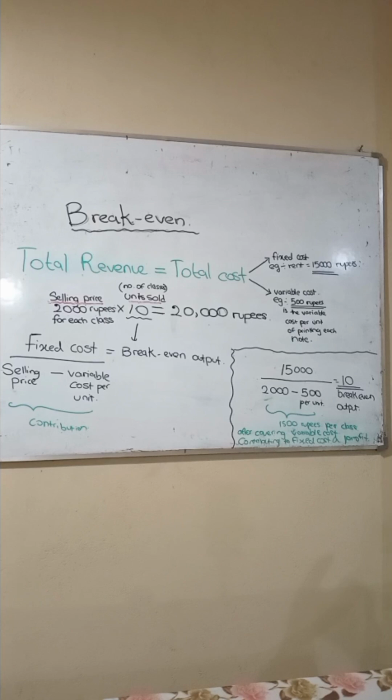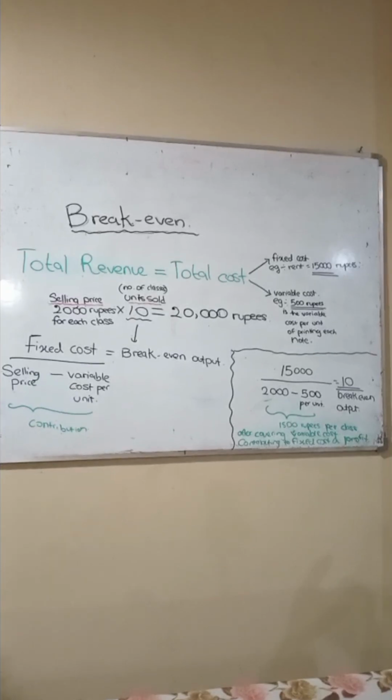Mostly for Cambridge students, they usually ask you to calculate contribution. Sometimes this denominator, the bottom part of this formula, they call the contribution. Contribution means just this part: selling price minus variable cost per unit. So what do they mean by contribution?